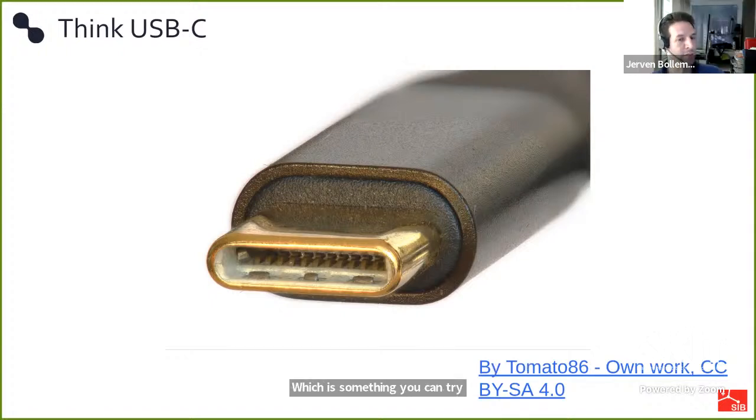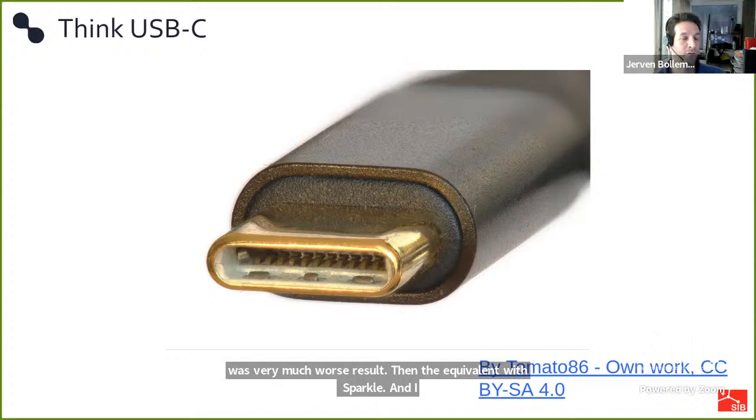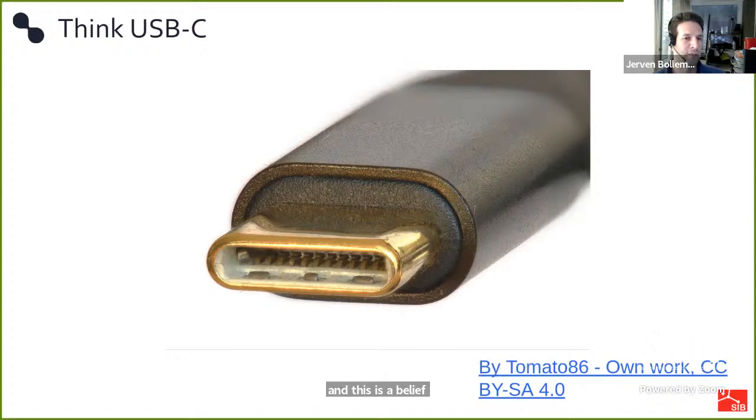And I don't know if it still holds, because these things change all the time. But when I tried ChatGPT in the beginning, and you ask a query of UniProt, and you ask, can you give me the XPath? It was very much worse result than the equivalent with SPARQL. And I believe, and this is a belief, that this is the case because Turtle and SPARQL are so similar, and both of them are kind of similar in sentence form to normal English language.